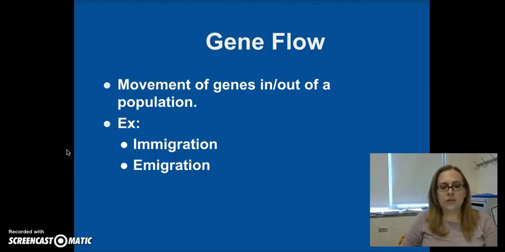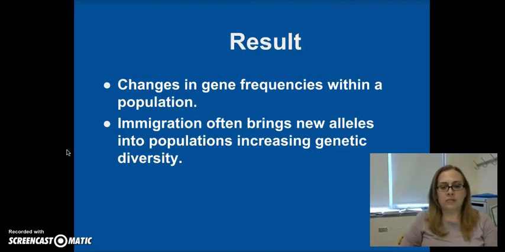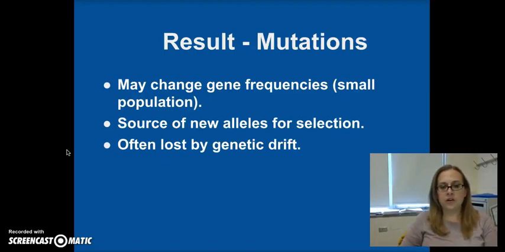Next, we've got gene flow, and this is going to be movement of genes in and out of a population. And so your examples are immigration, when individuals come into a population, and then emigration, when individuals leave a population. So again, the result is going to be changes in gene frequencies within that population. Oftentimes, immigration is going to bring in new alleles into population, and so they'll actually increase the genetic diversity and variation.